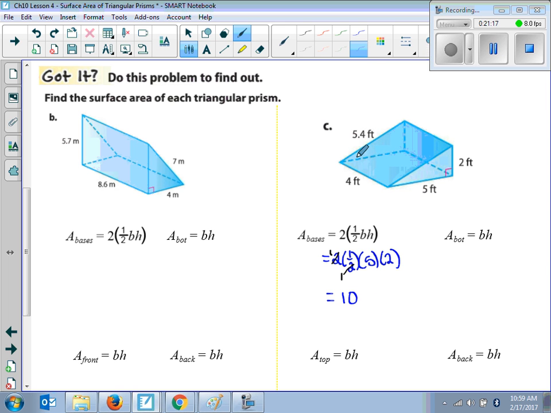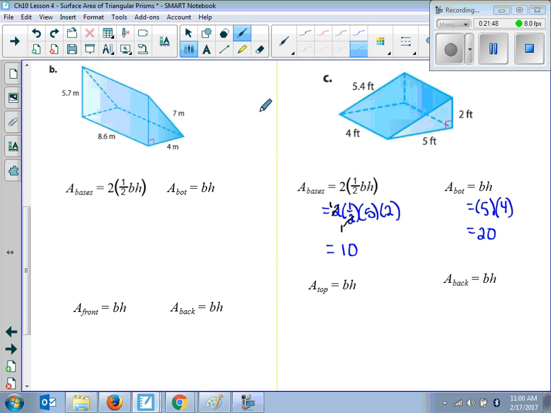For the bottom piece right here, that shape is a rectangle. And the formula for the area of a rectangle is base times height. So base is 5 and height is 4. So we've got 5 times 4, which is equal to 20. So that's 20 feet squared.